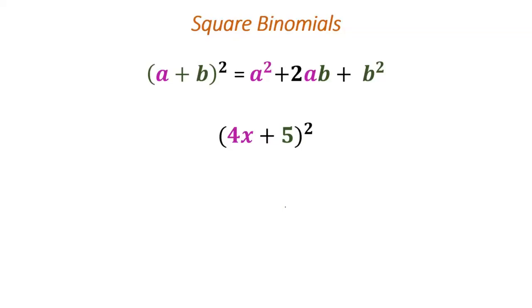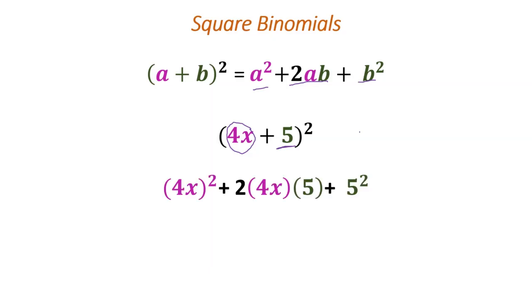So I wrote the formula just in case. I'm going to follow along here with the example of (4x plus 5) squared. In this case, my a is 4x, my b is 5. So I will square my a, which is 4x squared. My middle term will be 2 times a times b, in this case 2 times 4x times 5. My b squared is 5 squared, because my b is 5.